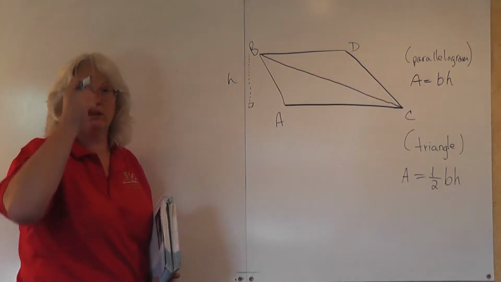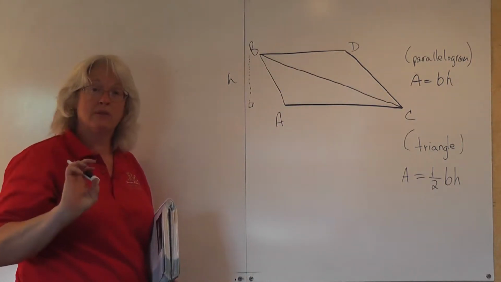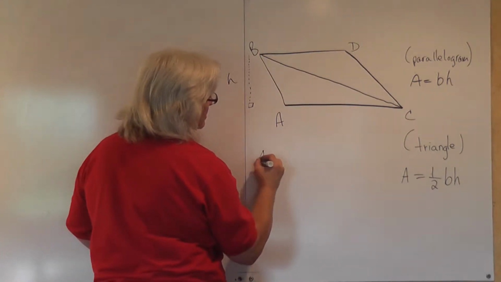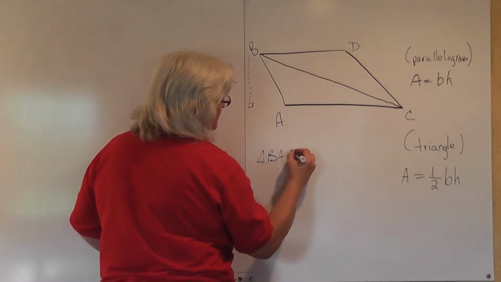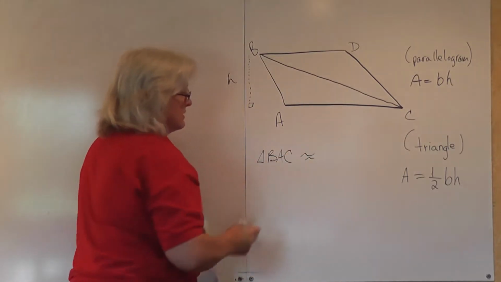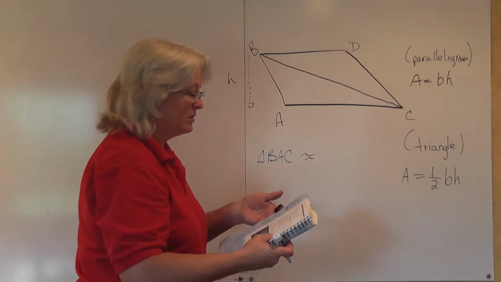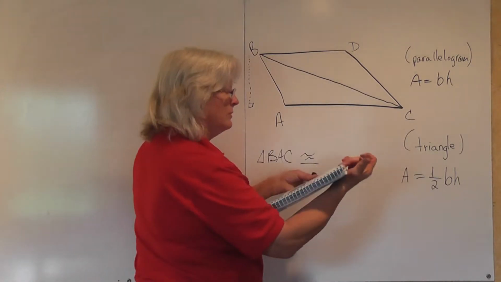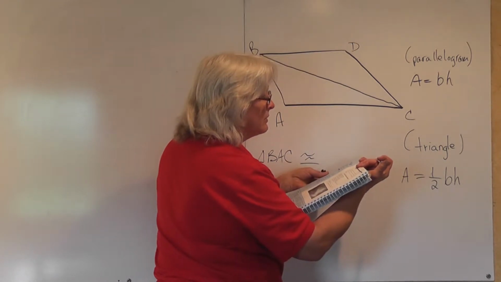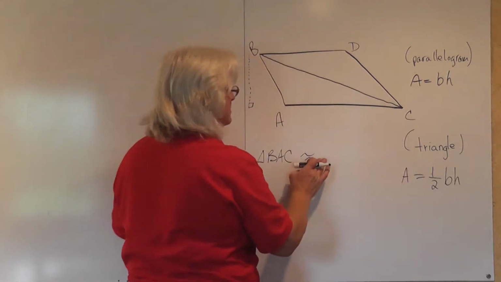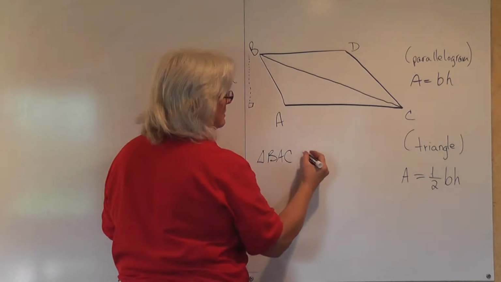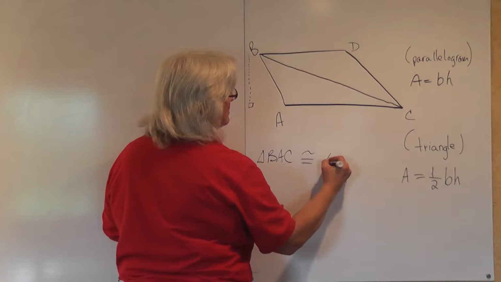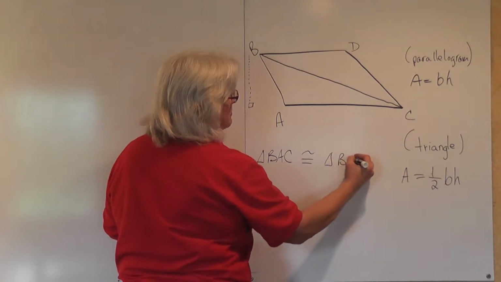And what they want to point out to you goes back to that little bit of geometry that we've learned. We have triangle BAC is congruent, let me see, is that the symbol for congruent? Triangle BAC is congruent to, did I draw my line right? Sorry, one squiggle and two lines is congruent to triangle BDC.